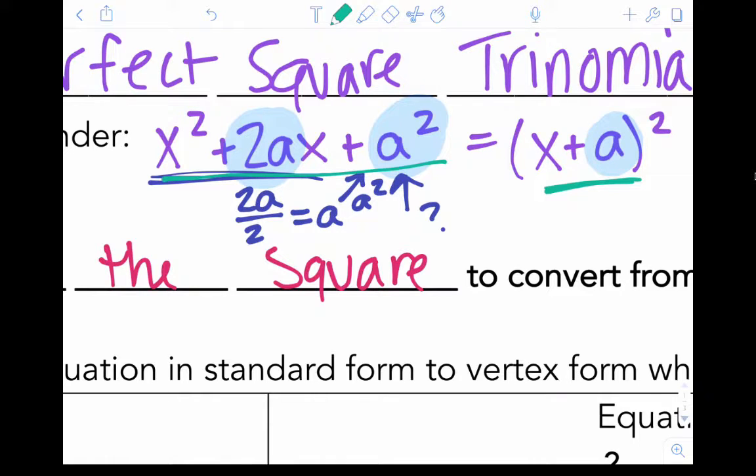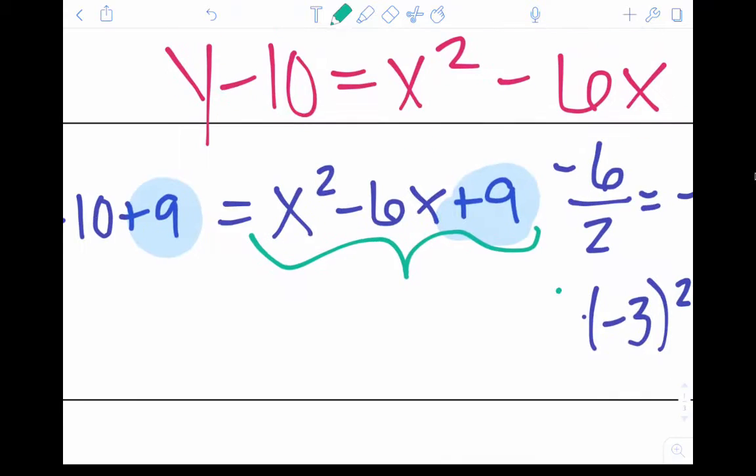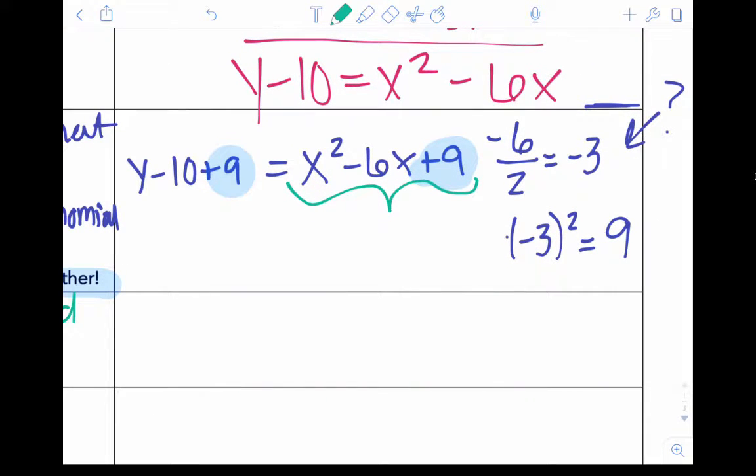So I'm going to take the a value, and I'm going to just plug it in right there. So the a value is going to be this number right here. I can also look at the b and divide that by 2. So it's negative 3. So the squared expression is x minus 3 squared.